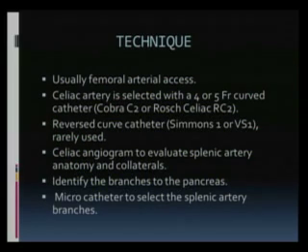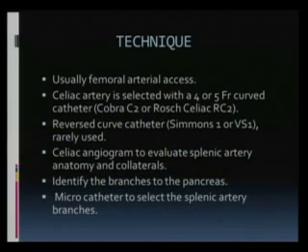Coming to technique briefly. You can use any access. You can use a femoral, a radial, or a brachial. Commonly we use the femoral access. You normally place a sheath. You go and access the celiac artery, right? You can select the celiac artery with a 4 or 5 French reverse curve catheter if needed.